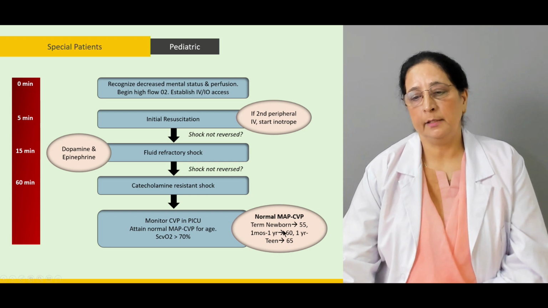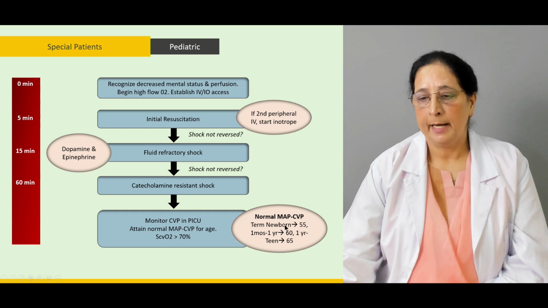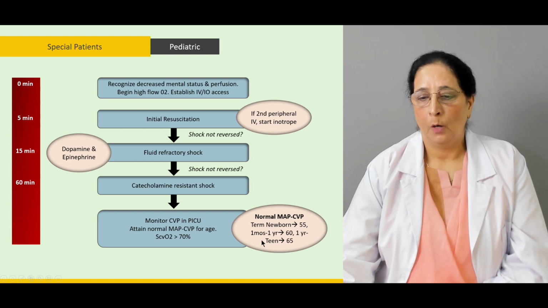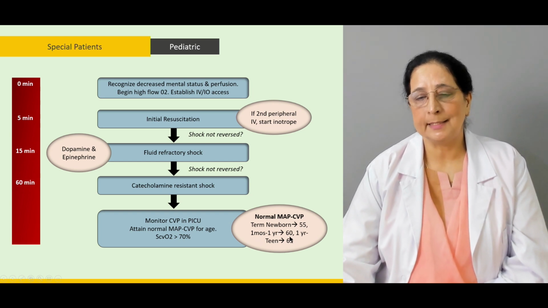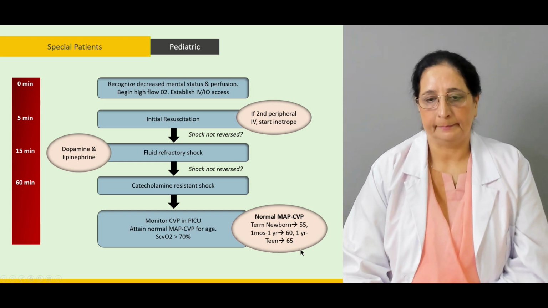Normal mean arterial pressure, venous pressure in a term newborn is 55. 1 month to 1 year is 60. 1 year to teen is 65.